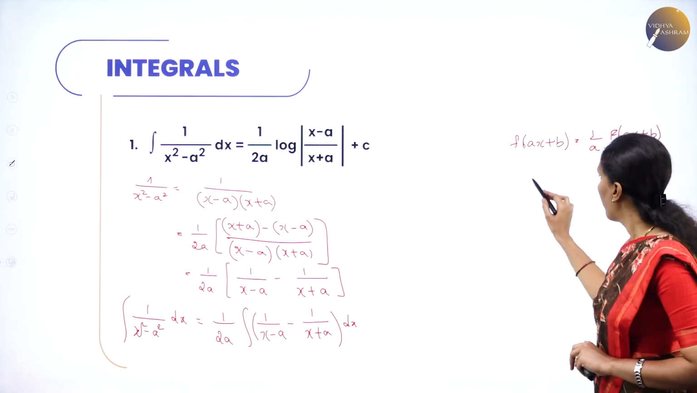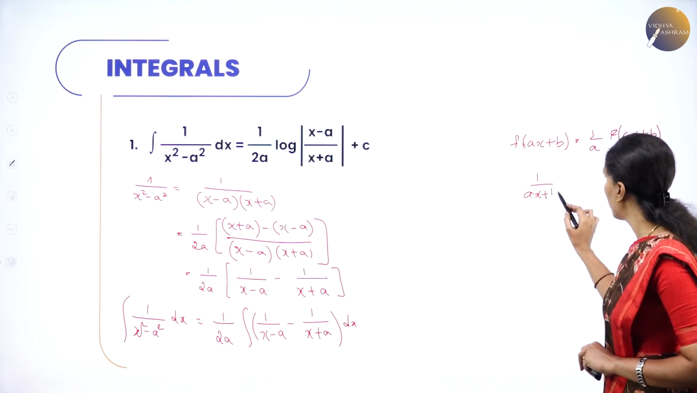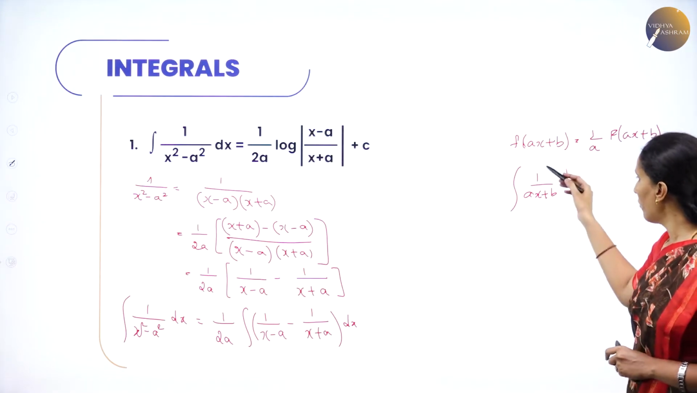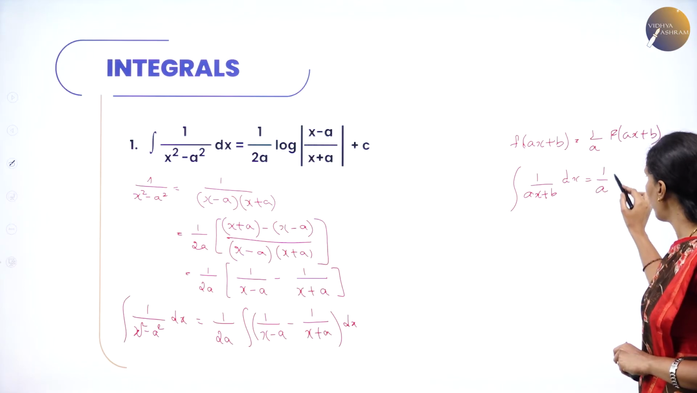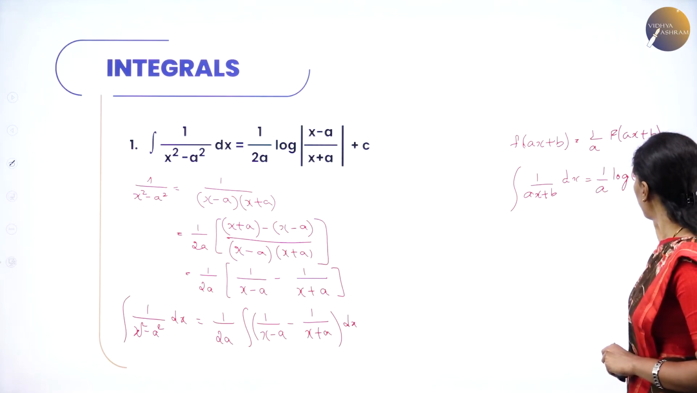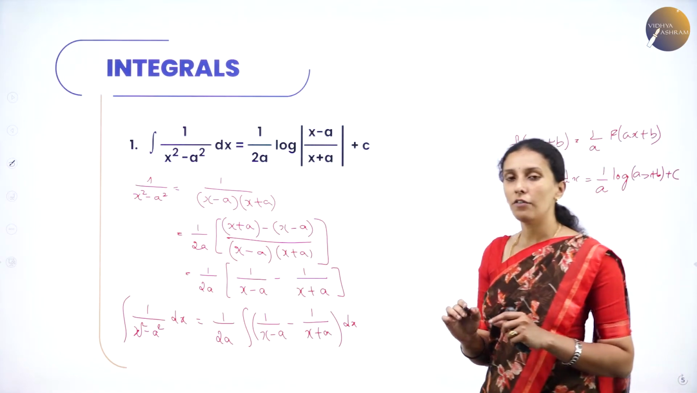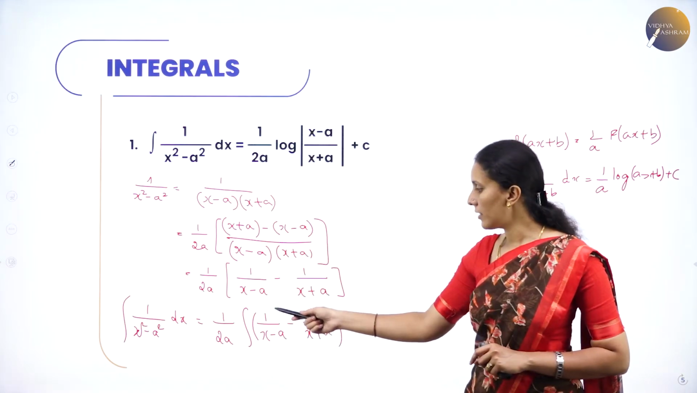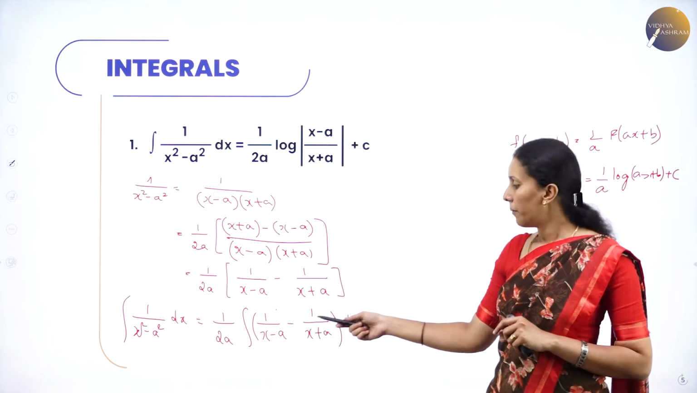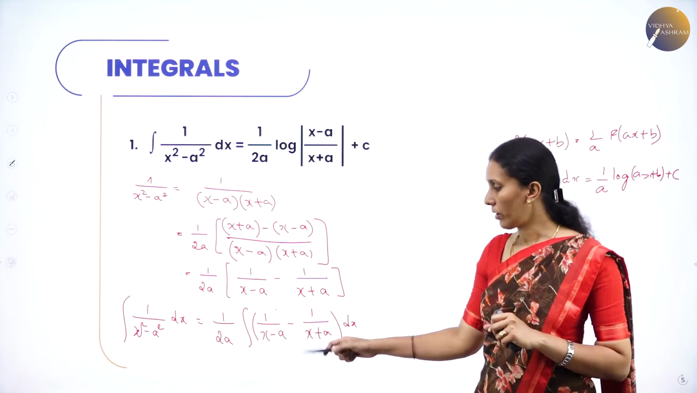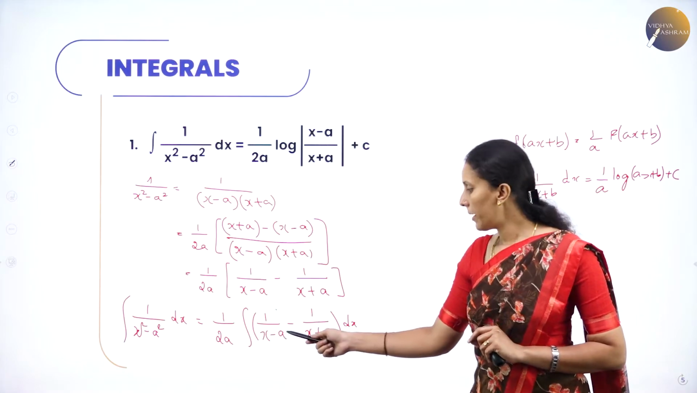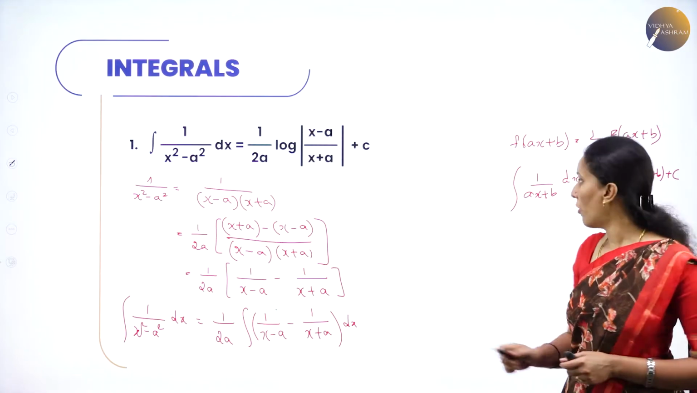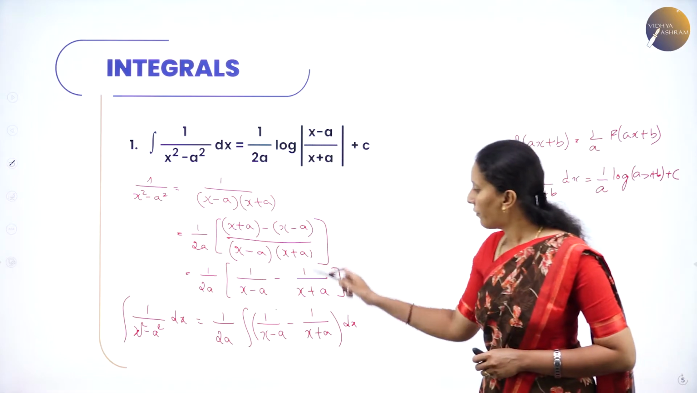So now if you have 1 over ax plus b, with respect to dx, we know that the integral of 1 by x is log x. So here 1 over ax plus b is nothing but 1 over a log of ax plus b plus c. Now here when you are applying the integral, this is in the form of 1 over ax plus b. So in the place of a you have 1, in the place of b you have a, that's all. So I can rewrite this in the form of log of ax plus b.